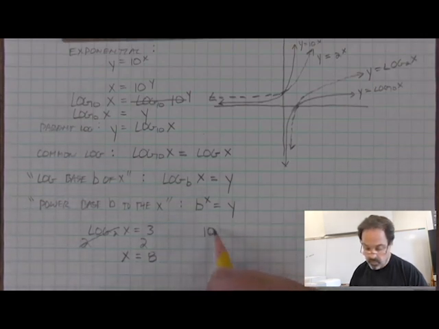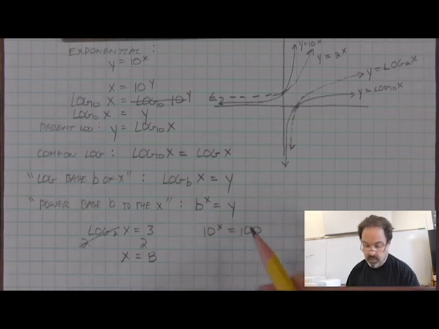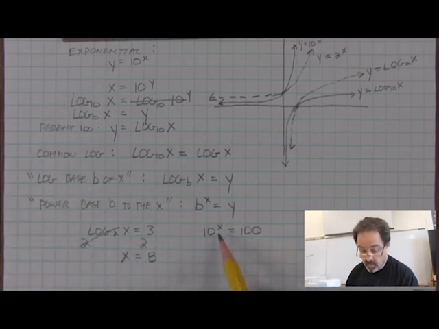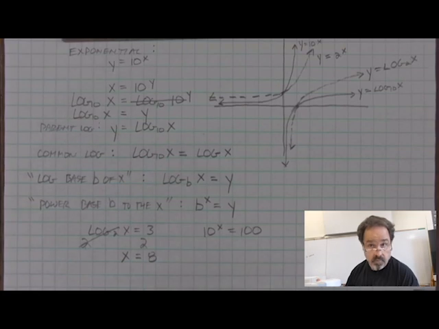One more. 10 to the x is equal to 100. Now, hopefully, we already know intuitively, because we can do it in our heads, and find x. What power of 10 is equal to 100? I raise 10 to what power to get 100? 2. x is going to be equal to 2. But let's show our work in getting there.